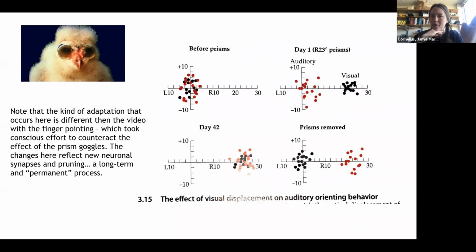When you play a sound, the owl looks to the sound. The prism goggles will cause the object to still be 23 degrees wrong compared to where the auditory stimulus told them to look. So they look at the sound, but the visual stimulus is actually 23 degrees over here. Over time, if you play a sound still in that same space, they'll shift where they orient their head so that they're looking at the visual cue as well. So that's what that experiment did.